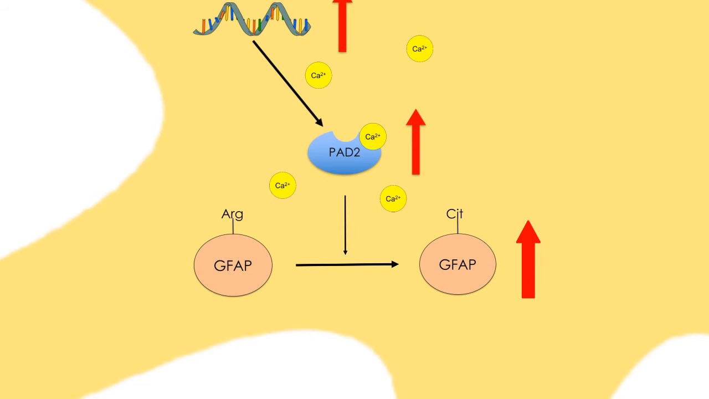GFAP, which stands for glial fibrillary acidic protein, is a major intermediate filament in astrocytes. Although the physiological role of GFAP deamination is still unknown, it is found that the expression and deamination of GFAP are increased when neurodegeneration is induced in astrocytes. As GFAP deamination is characteristic for Alzheimer's disease, citrullinated GFAP could be an early marker in neurodegenerative disease.